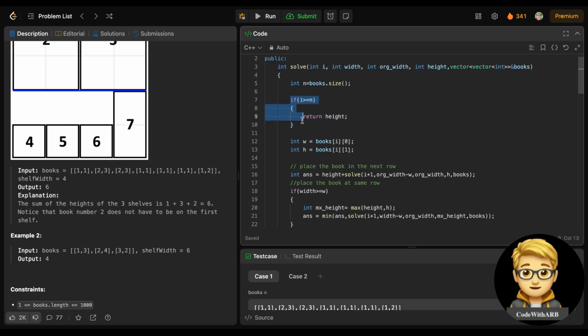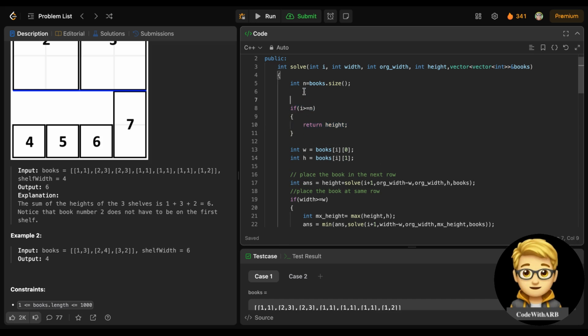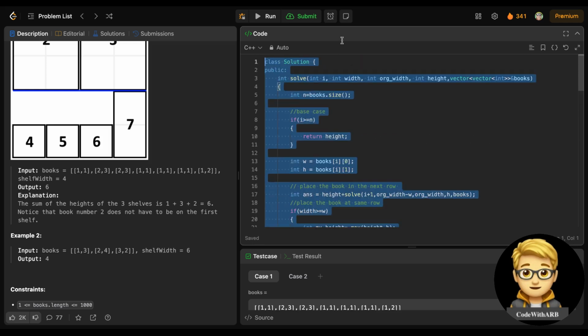So that's how you can verify the base case, right? If you are out of all the books, you will just return the current height, because we are storing all the heights in this height variable. This is the base case. So this is how we solve this question.